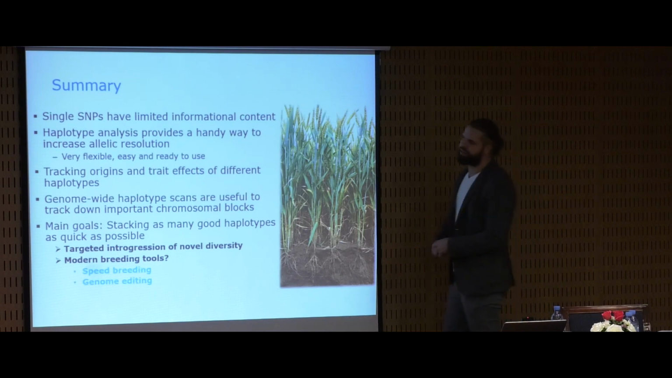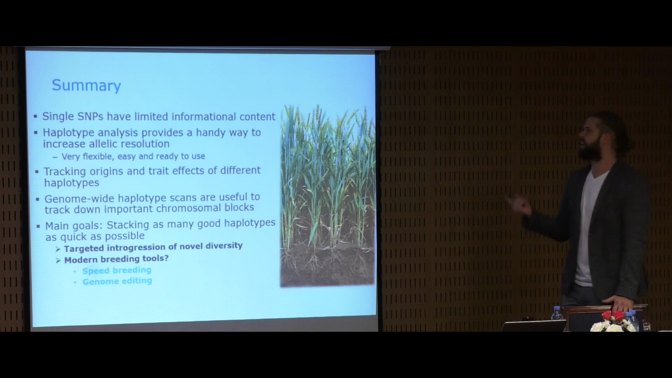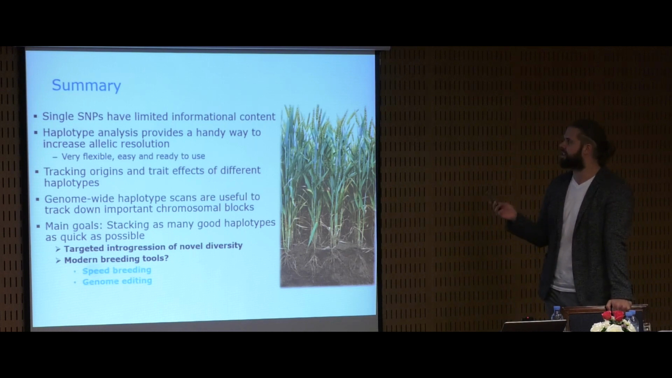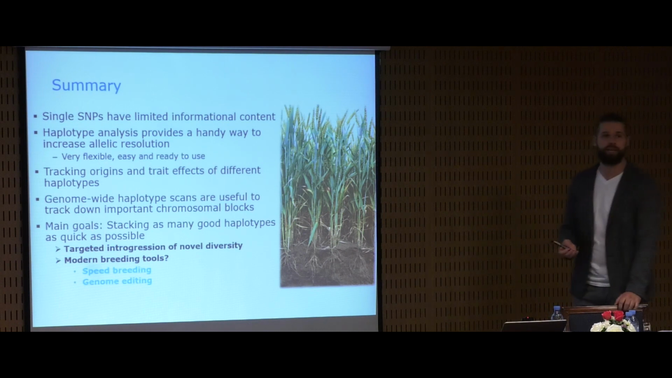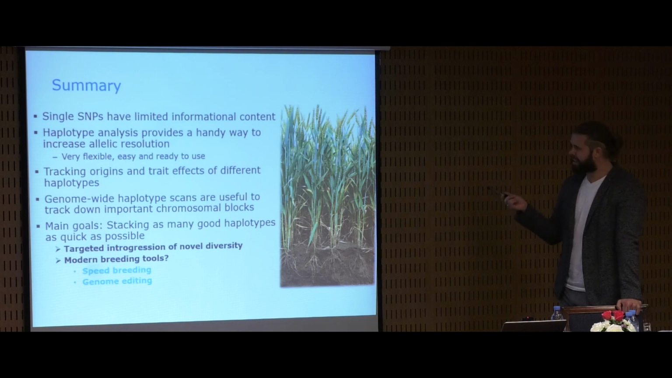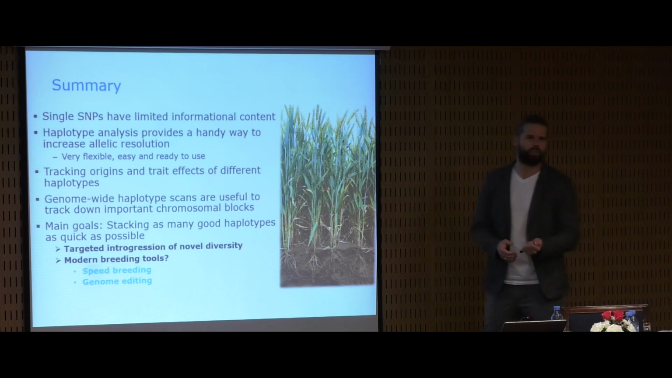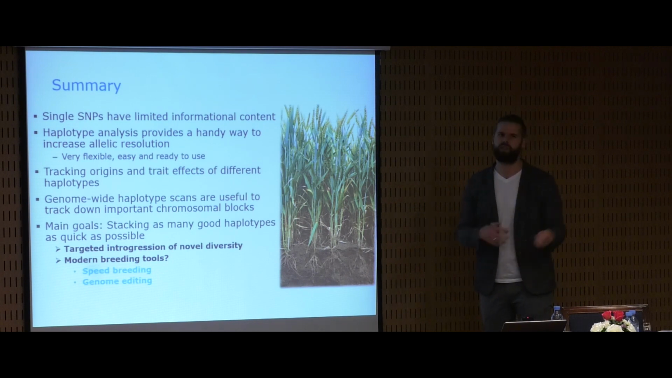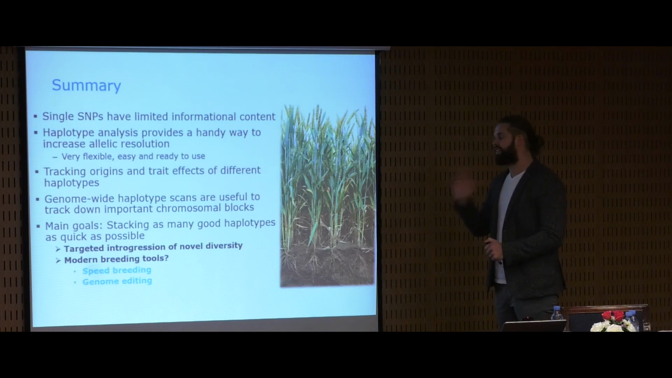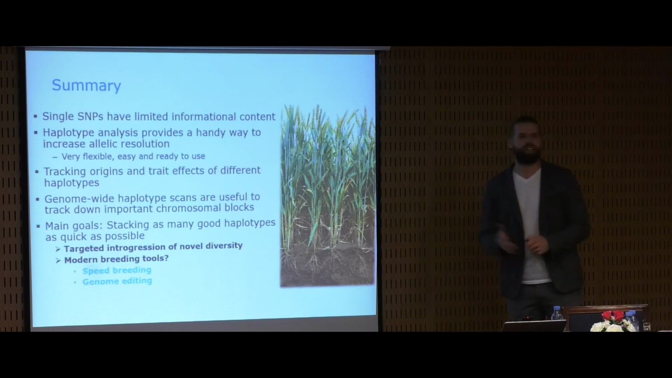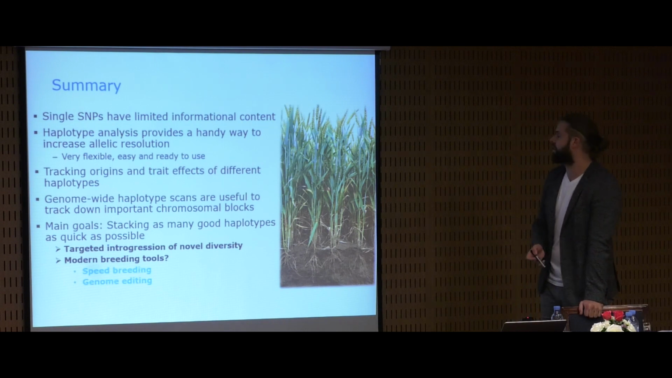Okay, so to very briefly sum up, single SNPs are awesome because they're cheap and they're abundant, but they have limited informational content. One way of getting around this is really to look at haplotypes. The methods I've shown you are pretty handy and pretty cool, I would say, because they are really flexible. You could easily modify the populations you're looking at. They are very easy to use, and they're ready to use. So you could probably go back home and just give this a try using your data sets.